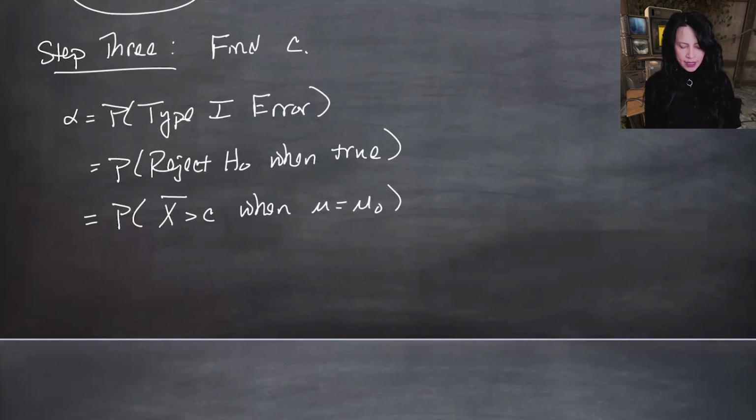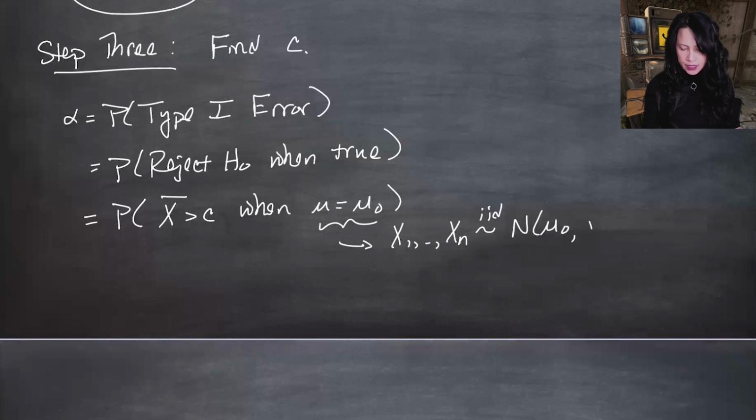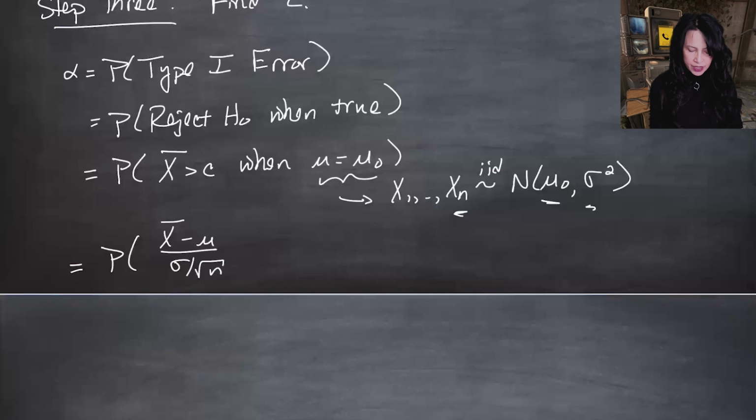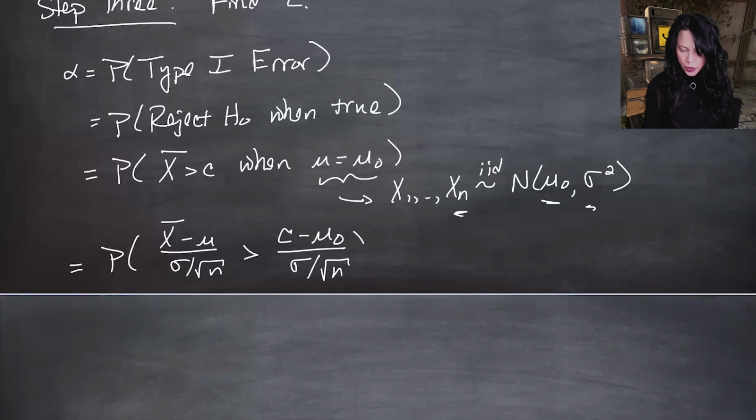How do we deal with this probability? The x bar has a normal distribution. And if mu equals mu naught, this tells me that x1 through xn is IID normal mu naught sigma squared. And the n and the mu naught and the sigma squared are all known to us. So let's standardize our x bar: subtract the mean and divide by the standard deviation. Numerically, we're assuming the mean is mu naught, and the standard deviation is the square root of sigma squared. These are known to us, but we don't actually have the numbers to do the arithmetic. And I forgot to write when mu equals mu naught.